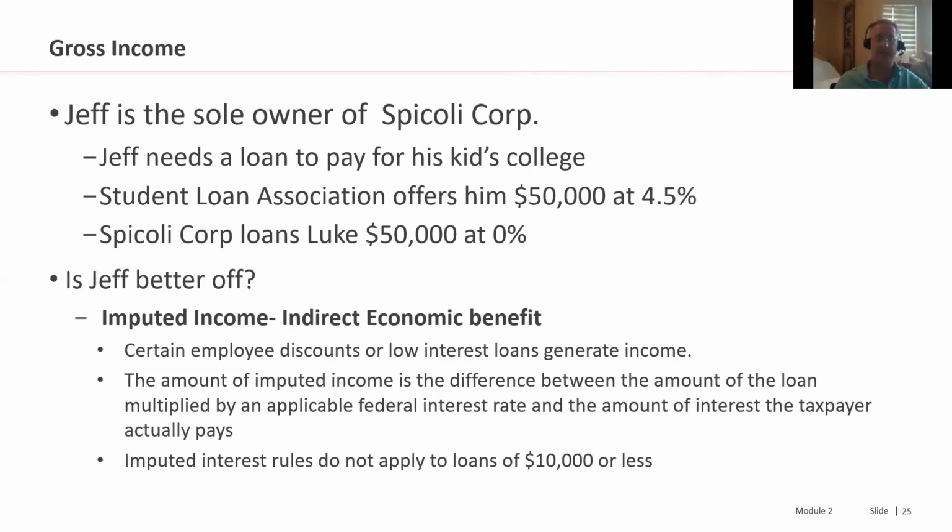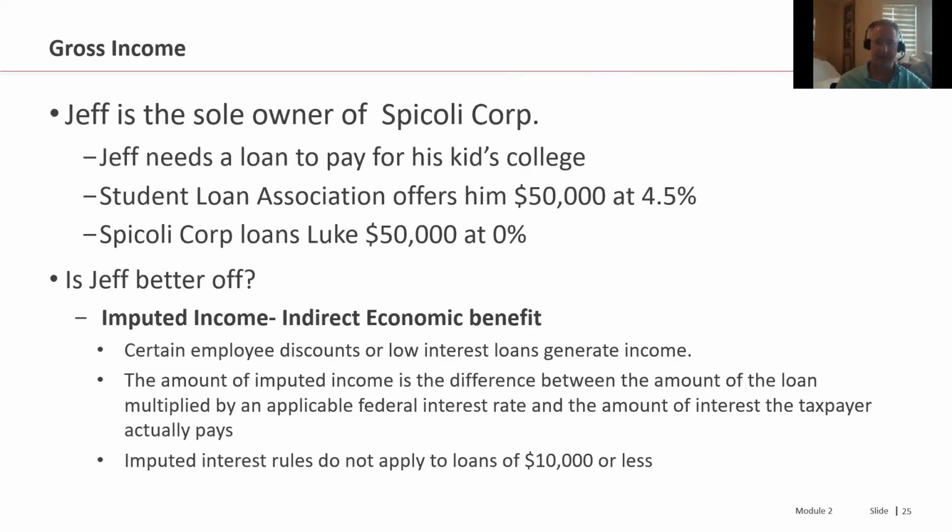And the tax code calls that imputed income, which means you've received some indirect economic benefit, and the amount of that indirect economic benefit, you better believe, is gross income from whatever source in whatever form. So, for example, certain employee discounts or low interest loans can generate income, like the one between Jeff and his company.